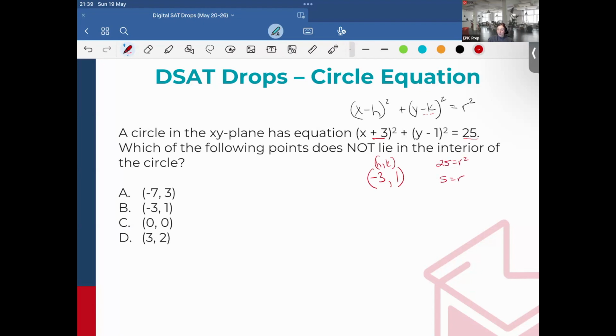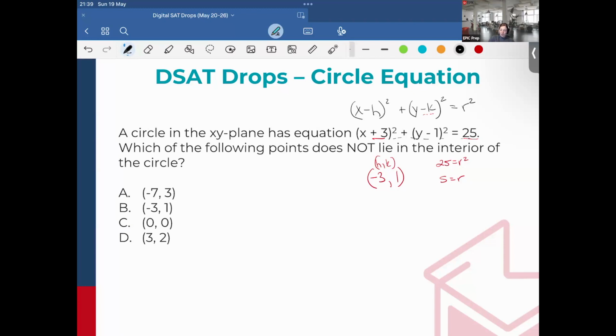So I know that 5 is equal to the radius. Okay, so if the point does not lie in the interior of the circle, that means that it will go beyond the radius of the circle. So it's going to be a value that will be greater than 25, basically.